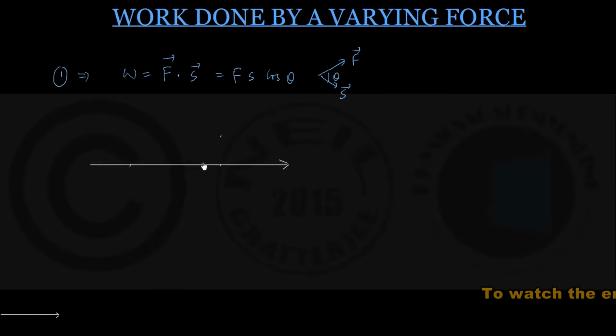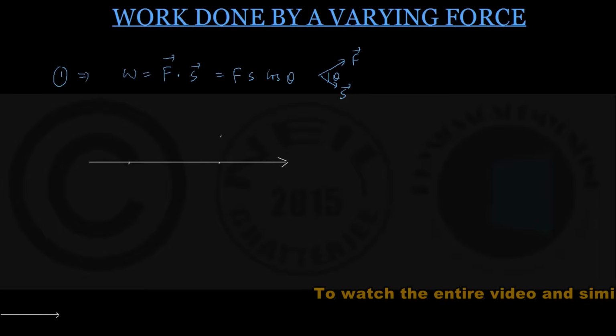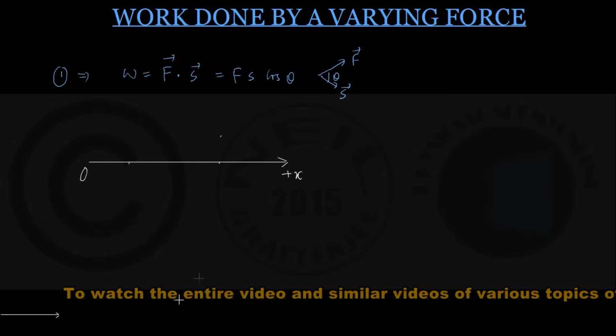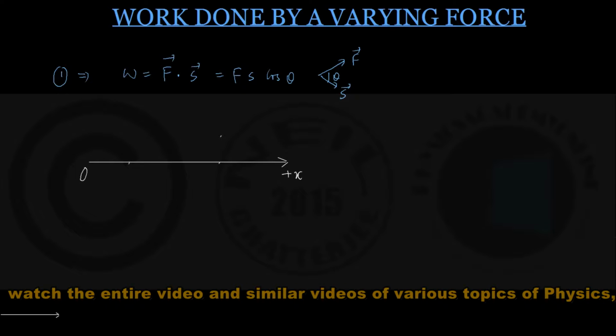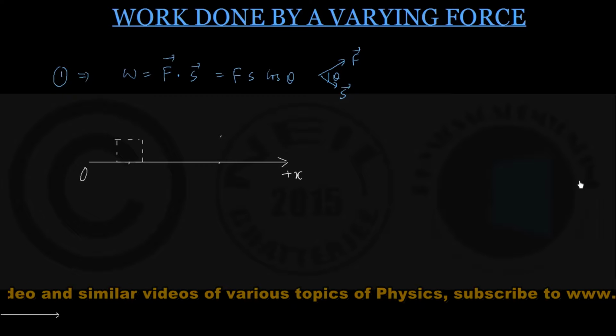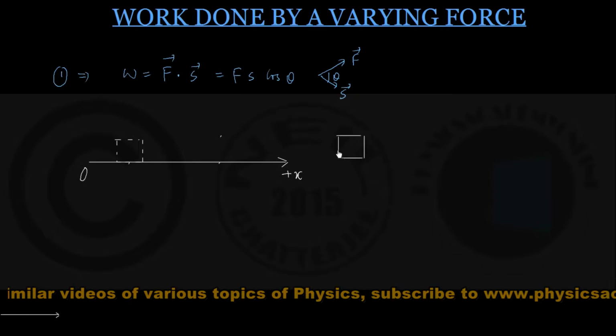So this formula is all right when the body is moving in the direction of the force. Let us consider a situation with this figure. This is a horizontal straight line to the right, and we take it to be our coordinate system where we take this as the origin and this is the positive x direction, and suppose a block, this is the particle, is initially at this position and finally it has come somewhere here. This is the final position.